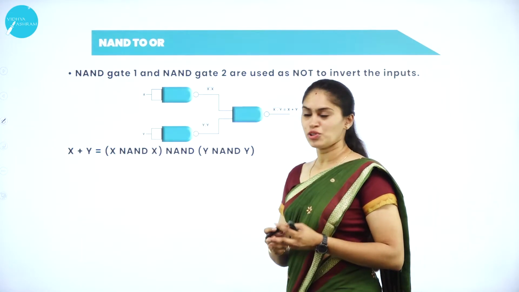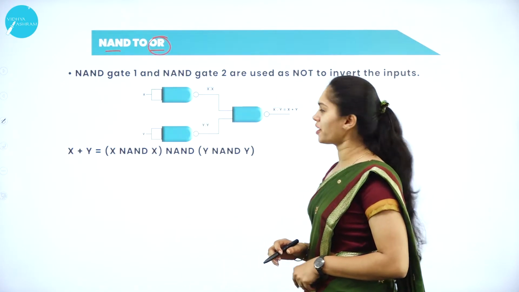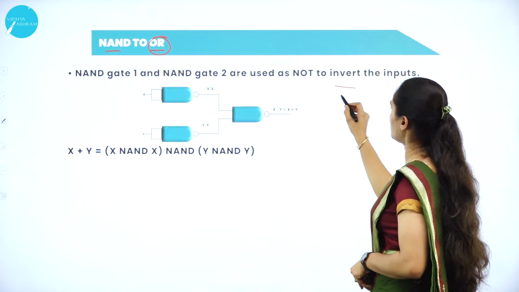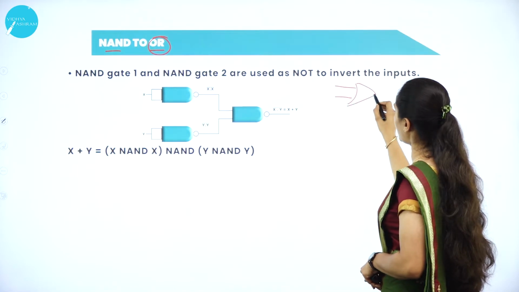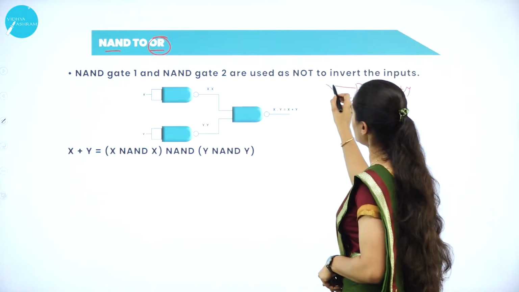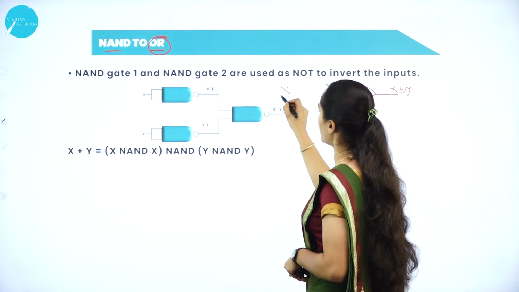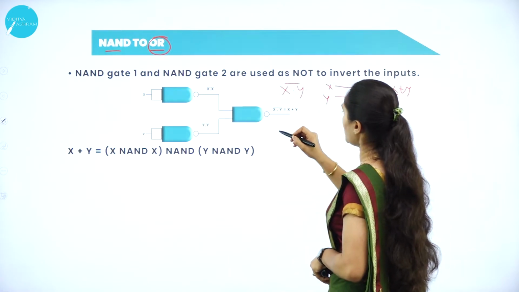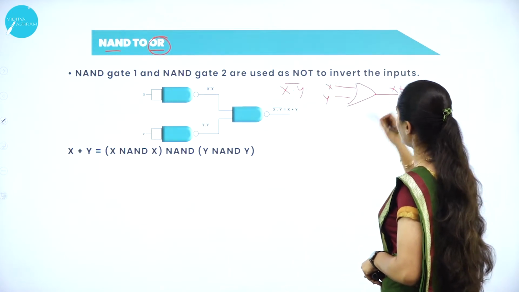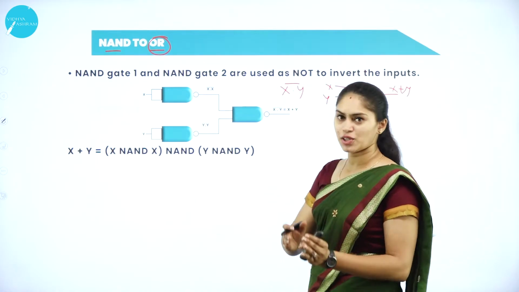So now we'll see how to convert this NAND to OR. So we know the output of the OR gate, right? What must be the output of the OR gate? We are supposed to get x plus y. This will be the output, but the inputs are x and y, and we are taking NAND gates. So what is the NAND gate output? That is x dot y whole bar, that needs to be converted into x plus y. So then how are we going to convert from NAND to OR?